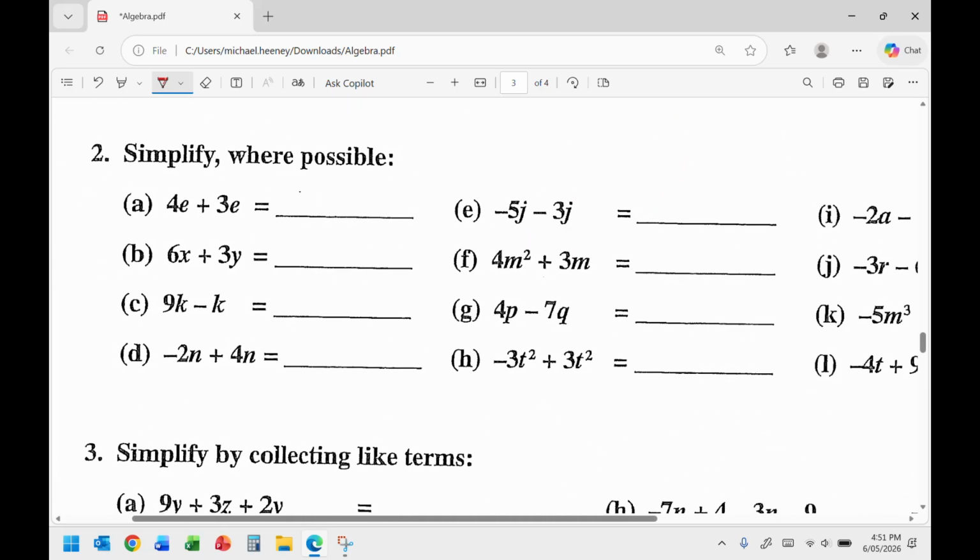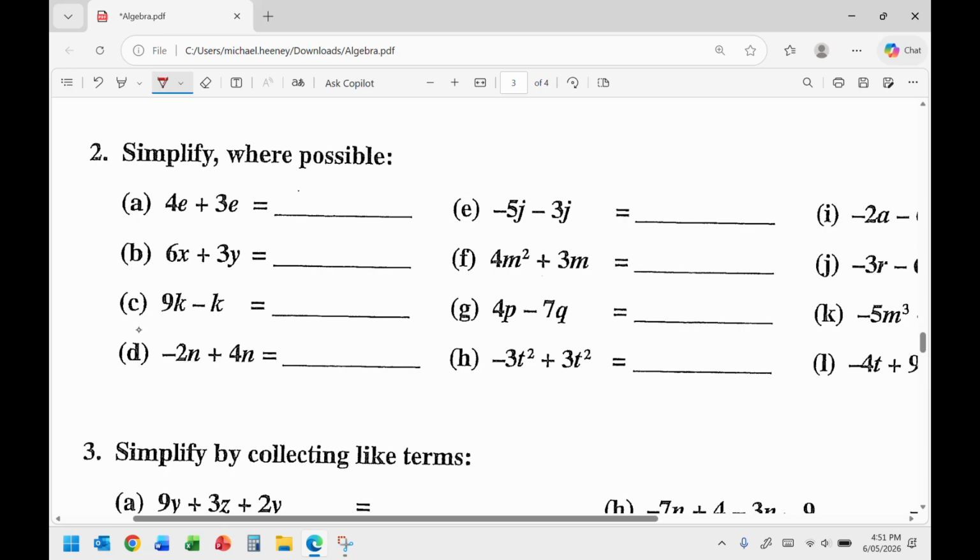What have we got on the next one? Simplify where possible. Okay, some of these might not be possible. Let's look at this one right here. It's C. We started with 9k. We took 1 away. We're left with 8k.